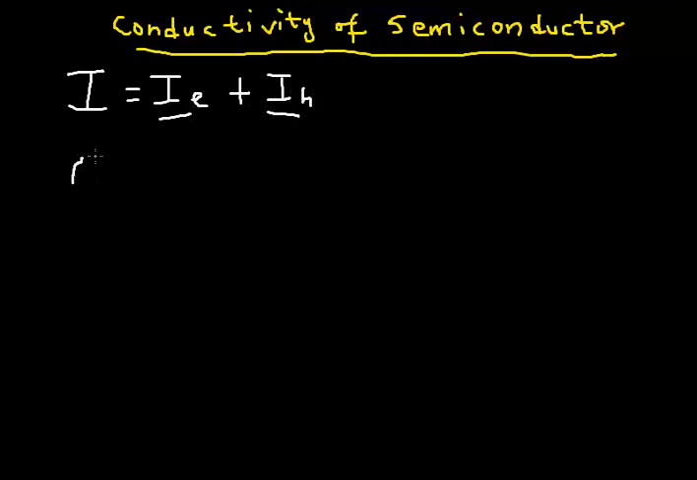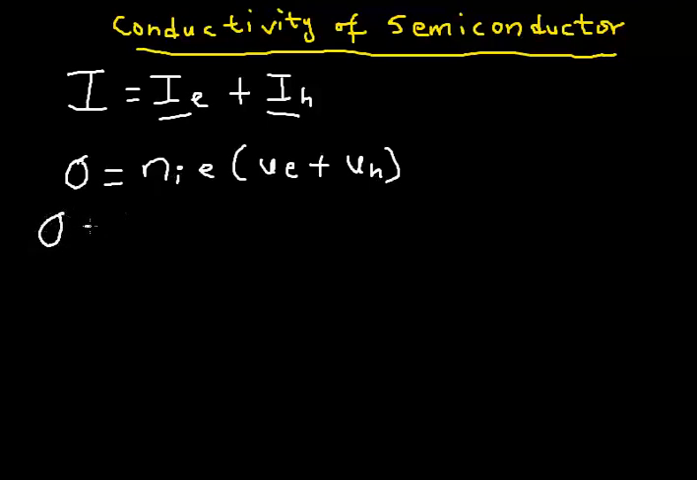The conductivity of a semiconductor is given by the formula σ = n_i e (μ_e + μ_h). Don't worry, I'm going to give you the meaning of all these parameters. Of course, you know σ is the electrical conductivity. You know this already.